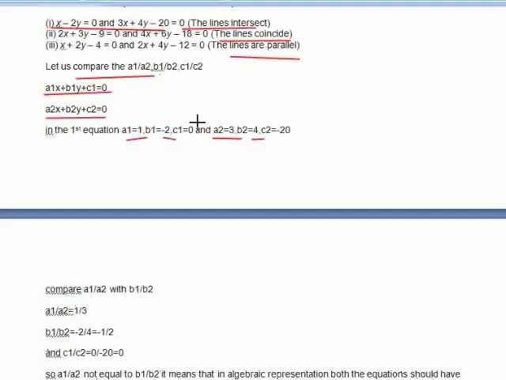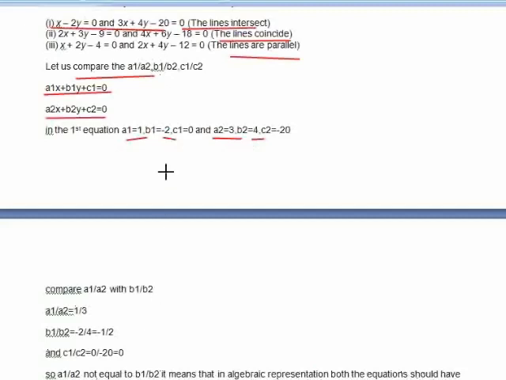Okay, so we will understand how to know the kind of linear equations by comparing these values. First try to find out the values of a1 by a2 and b1 by b2. a1 by a2 will be 1 by 3. b1 is minus 2 and b2 is equal to 4, so b1 by b2 will be minus 2 by 4, that is minus 1 by 2. And c1 by c2 is 0 by minus 20, that is 0.